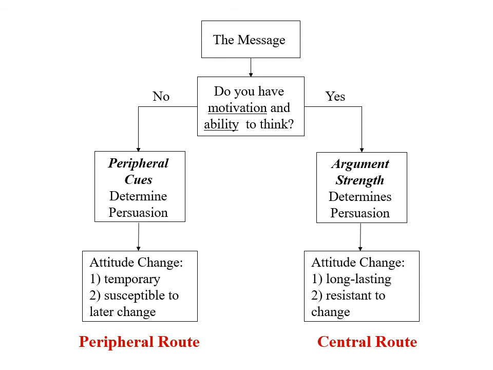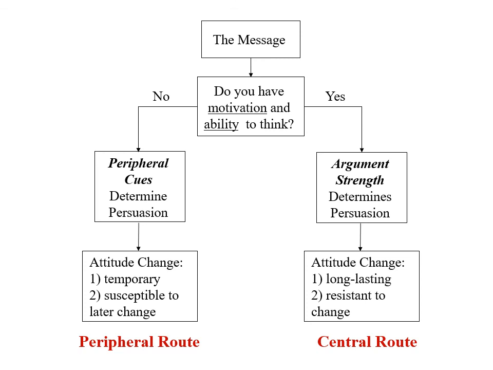So again, it's not the case that one means more persuasion, one means less. It's just different things that are persuading you. If you're on the central route, it's the argument strength that's determining persuasion. Whereas if you're on the peripheral route, it's those cues, those bits of humor or celebrity endorsement in the ad. That's what's determining persuasion.